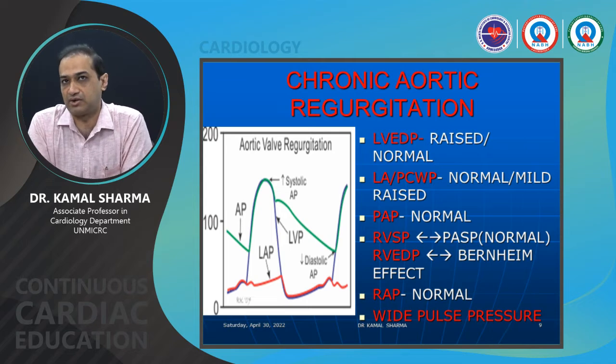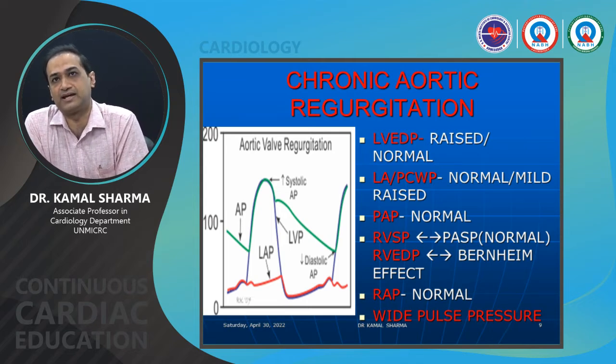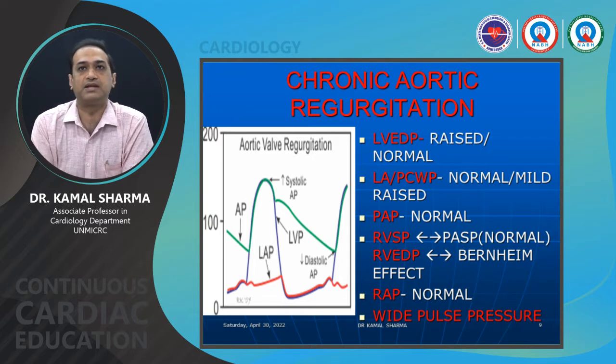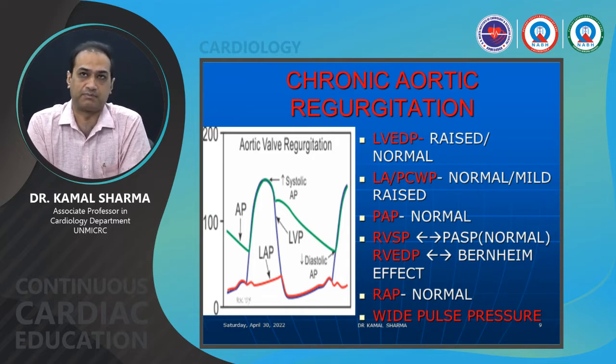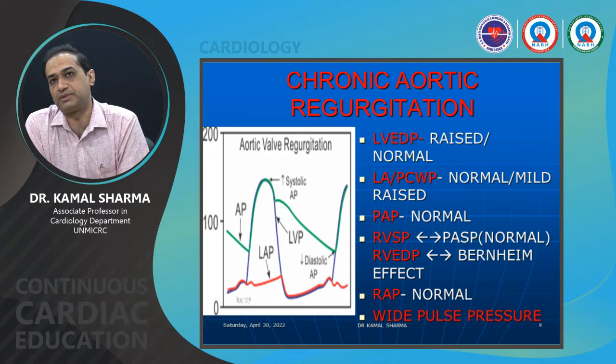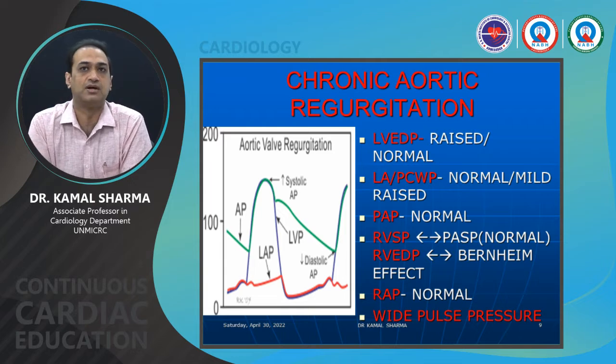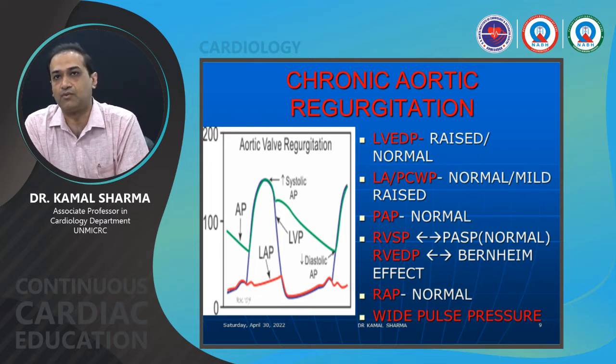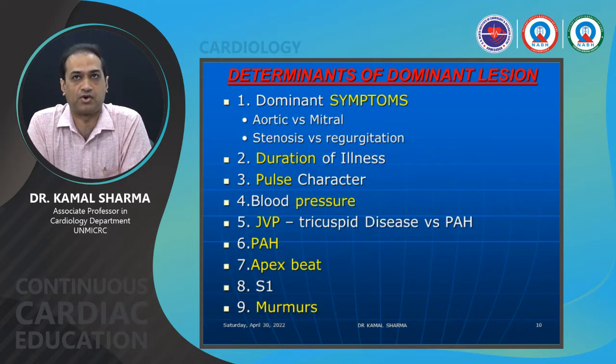Compare this with chronic aortic regurgitation, where LV end diastolic pressure is raised, LA and wedge pressures are normal or mildly raised, and PA pressures are normal. RV systolic pressures, which again reflect PA systolic pressure, would be normal because the proximal chamber is the LV; much later and very rarely you would have right-sided involvement. Wide pulse pressure is pathognomonic of chronic AR.